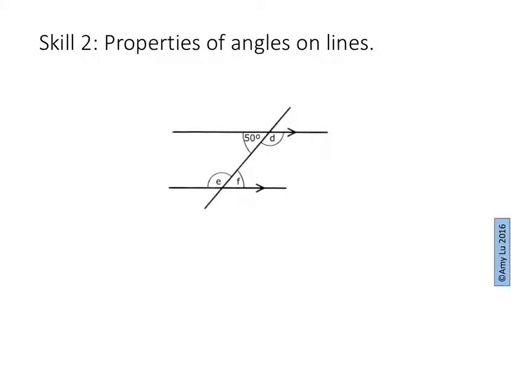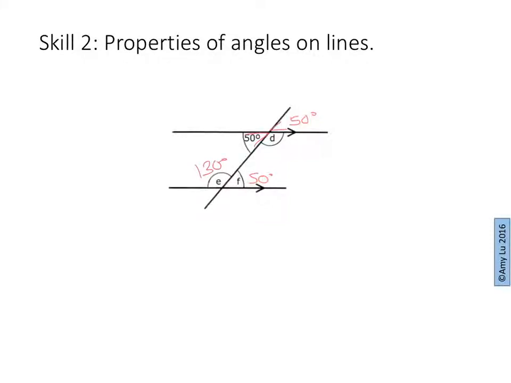I know that this 50 right here is vertically opposite of this one. Therefore, this is 50 degrees. I know that this 50 degrees is corresponding to this part because it is an upside down F. So F has to be 50 degrees. I know that this is a straight line. So if this part is 50 degrees and a straight line adds up to 180, this has to be 130.